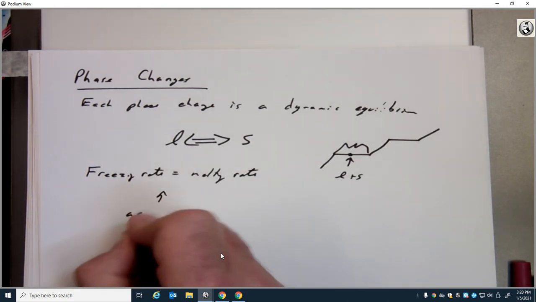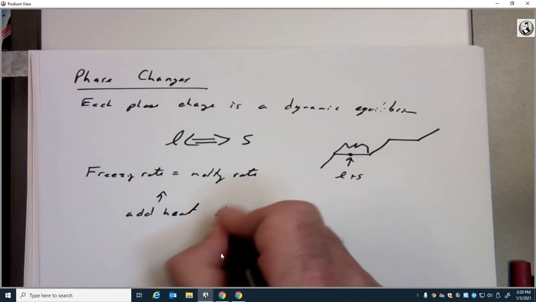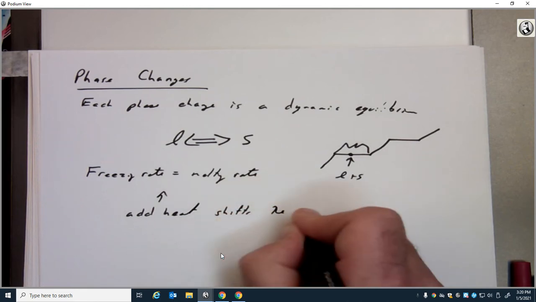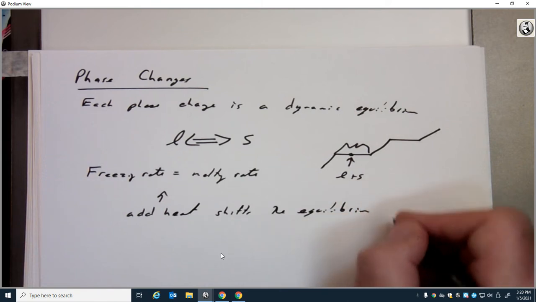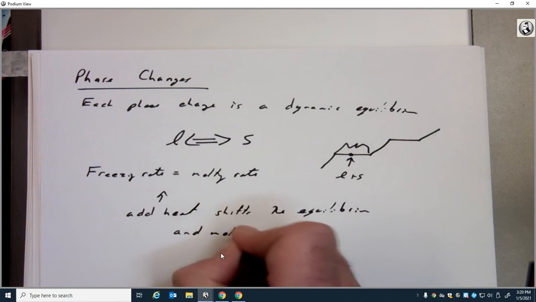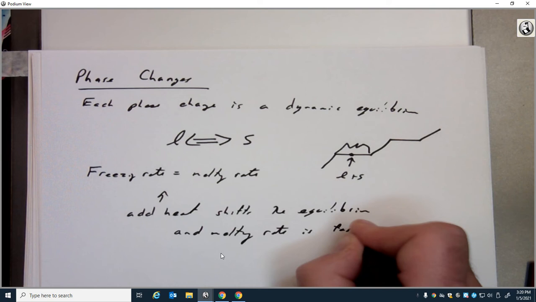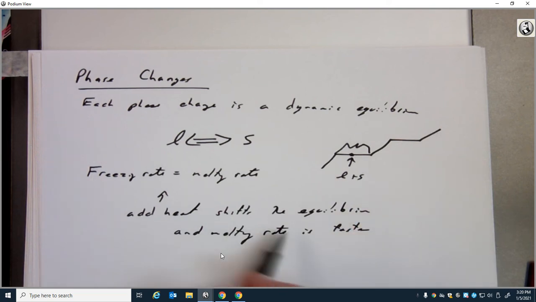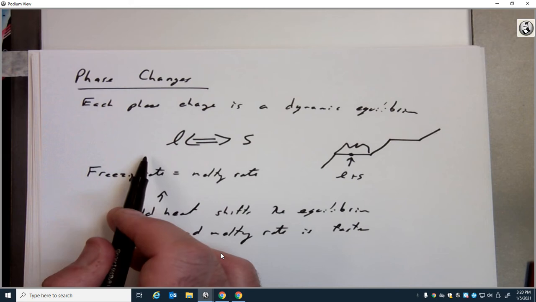If we add heat to this, it shifts the equilibrium and the melting rate is faster. And vice versa. If we take heat away, it shifts that equilibrium and the freezing rate increases. So we would have it freezing.